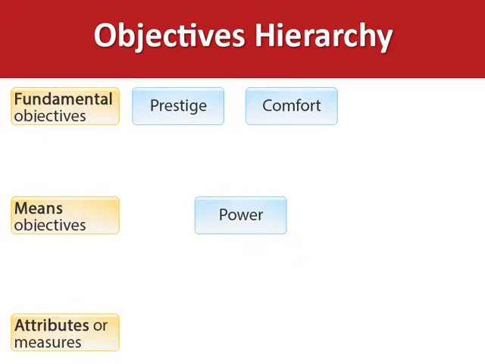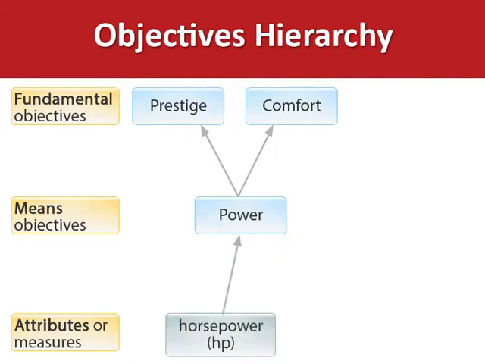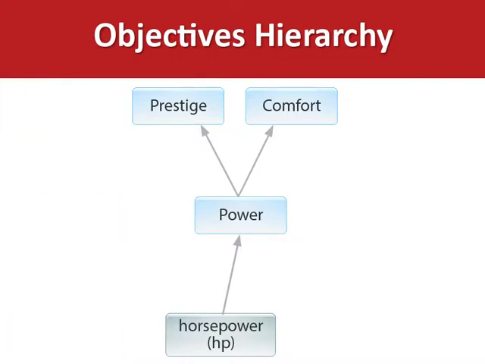Once we're comfortable with our means objective, like power, we can start to think about ways in which that objective could be measured. So in this case, we might want to consider horsepower or torque or something else, but we have to have something we can measure. So I'm going to add horsepower, measured in horsepower, as an attribute. I can then continue to flesh out my objectives hierarchy.